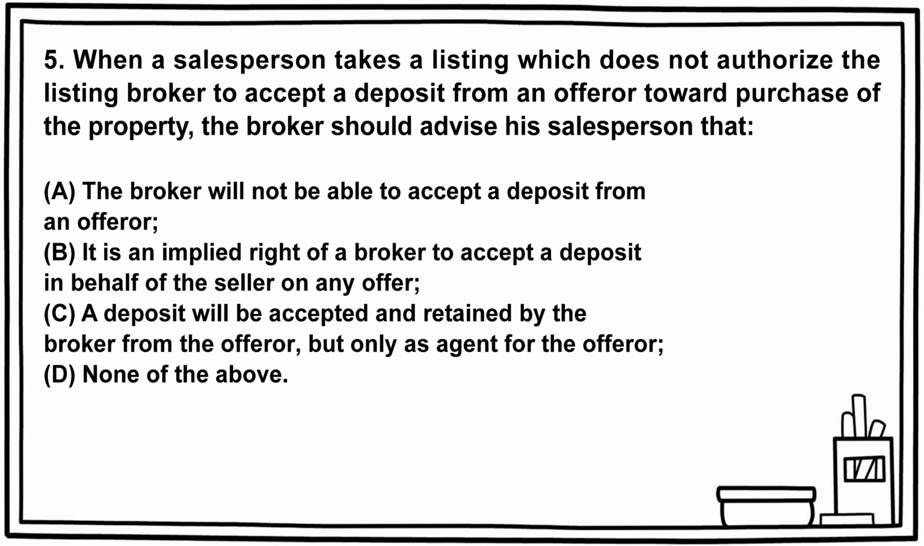5. When a salesperson takes a listing which does not authorize the listing broker to accept a deposit from an offeror toward purchase of the property, the broker should advise his salesperson that A. The broker will not be able to accept a deposit from an offeror. B. It is an implied right of a broker to accept a deposit in behalf of the seller on any offer. C. A deposit will be accepted and retained by the broker from the offeror, but only as agent for the offeror. D. None of the above.